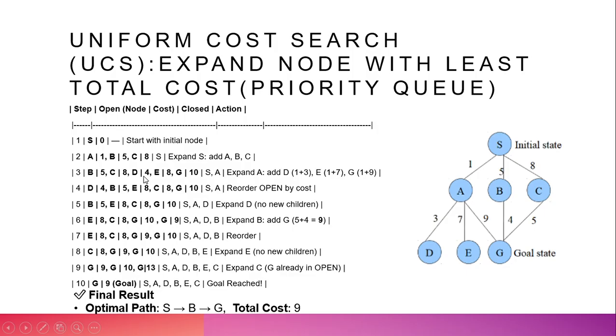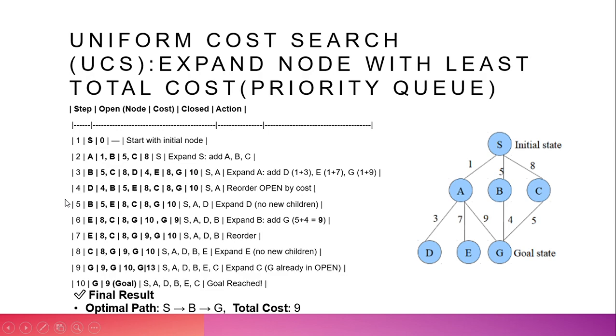Next you can see step 4 and how we have added D, E, G along with the cost. To reach D the cost will be 1 plus 3. To reach E, the cost will be 1 plus 7. And to reach G, the cost will be 1 plus 9. That is from the A node. From S, A, D, S, A, E and S, A, G.